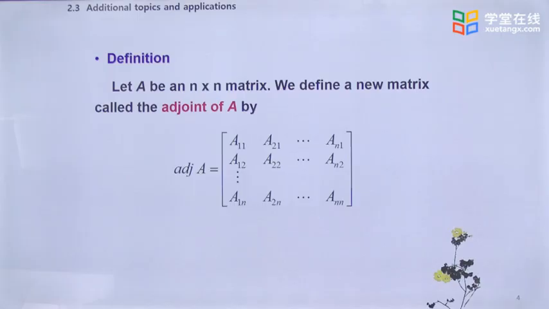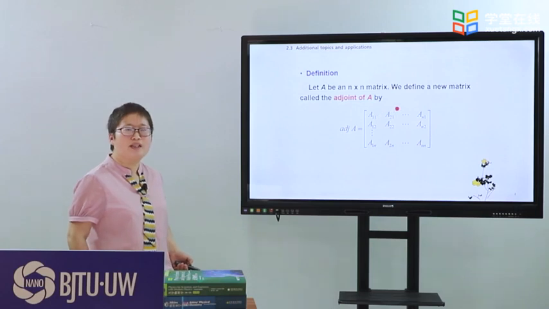Definition: let A be an n by n matrix. We define a new matrix called the adjoint of A this way. So adjoint of A equals this matrix, an n by n matrix. Each entry comes from a cofactor of the original matrix A.